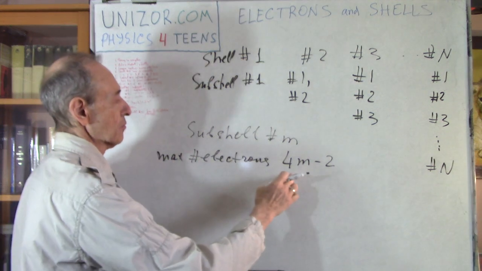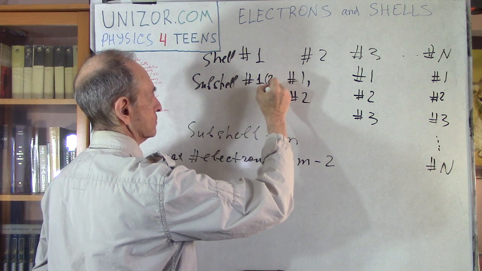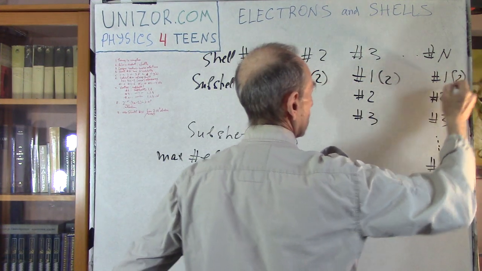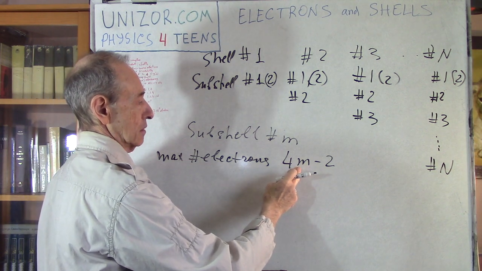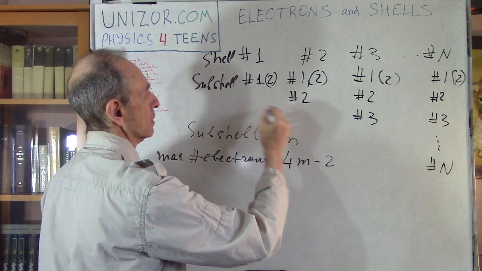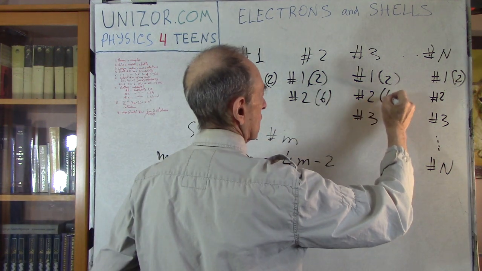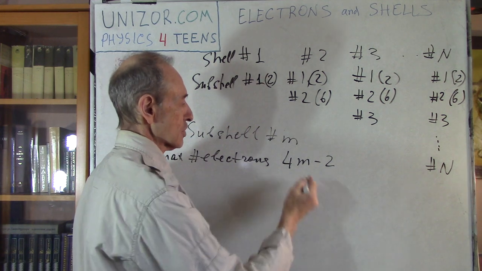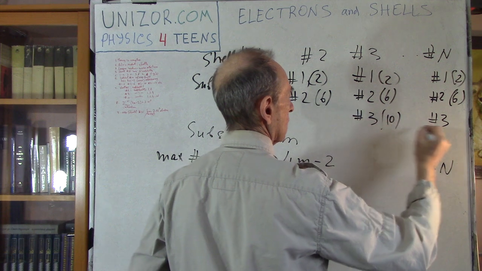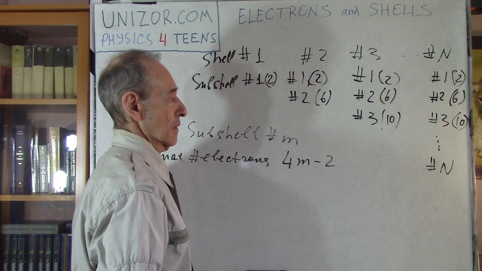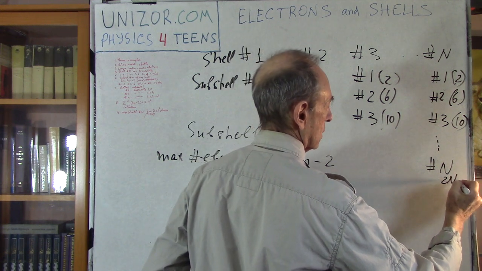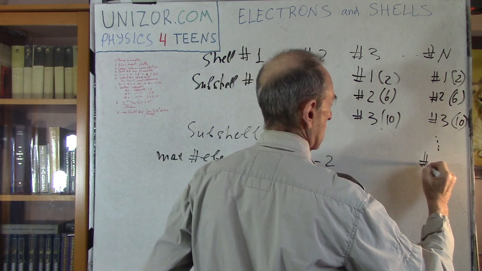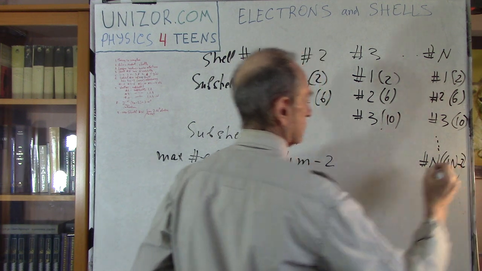Which means that subshell number one has two electrons, and here as well, and here as well. The second subshell, where m is equal to 2, has 8 minus 2, that's 6 electrons, in shell number 2, in shell number 3, and in any other shell. The third subshell has 10. And the nth subshell has 4n minus 2 electrons.